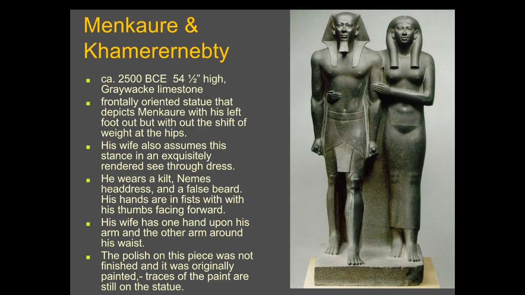If this is possibly his wife, she also assumes the stance, rendered through the dress. So you don't see the legs, you don't see a lot of the form. He wears a kilt. It's called a nemes headdress as well, and a false beard. They typically shaved their heads and wore false beards at this time. His hands are in fists with his thumbs facing forward. His wife has one hand upon his arm and the other around his waist. The polish on this piece was not finished.